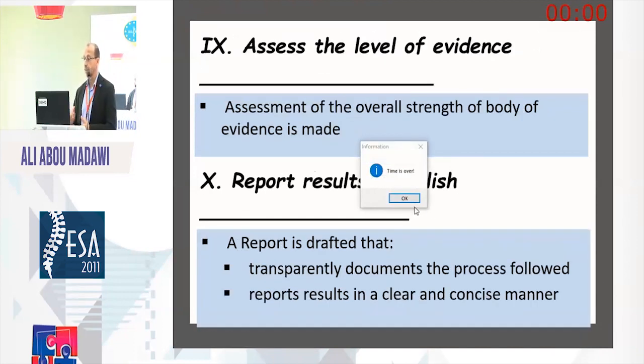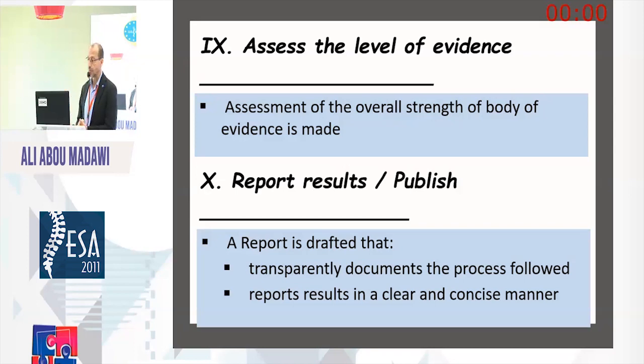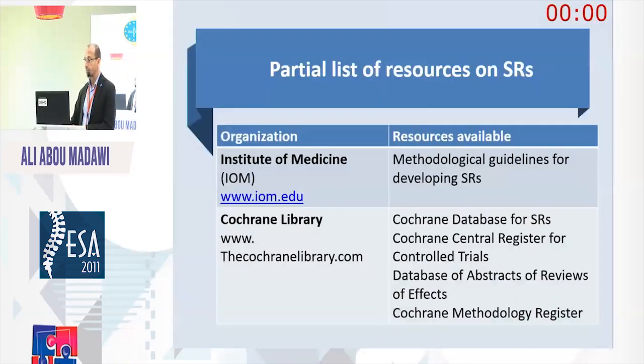As we said, not all systematic reviews are alike. So we have level 1, level 2, level 3. And then finally, you report your data. You report your data or the drafted data so that it transparently documents the process followed during the research, and report the result in a clear and concise manner. This is a source of what we have said, the source of data that we have described. And this is the final step, which is the critical appraisal.